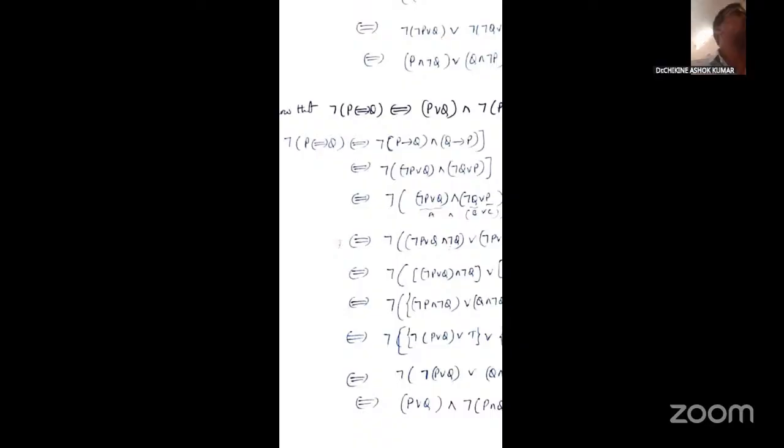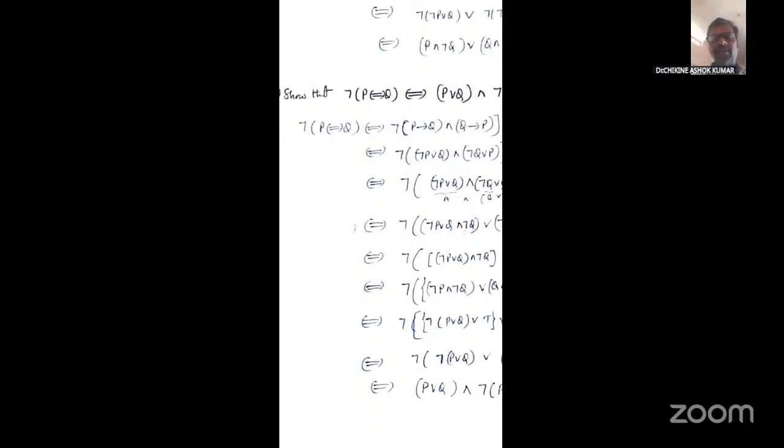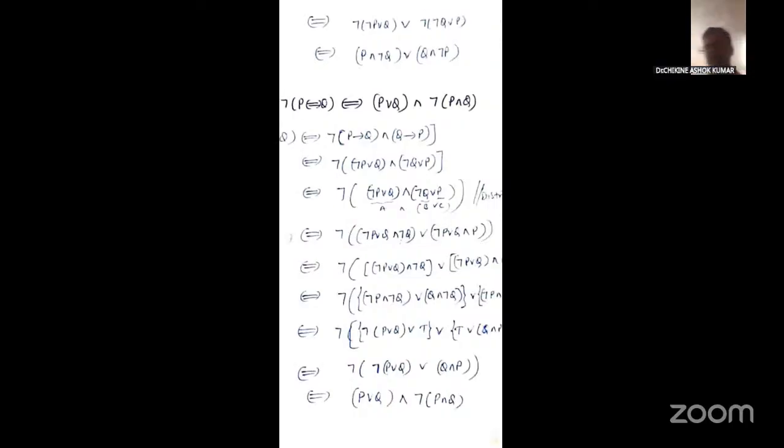Let me do this problem step by step. See here, first the LHS part. What is the LHS part here? Negation P double implies Q, which is equivalent to P union Q intersection negation P intersection Q. This is what I want to prove. So I am writing this first LHS part. Negation of negation P implies Q.